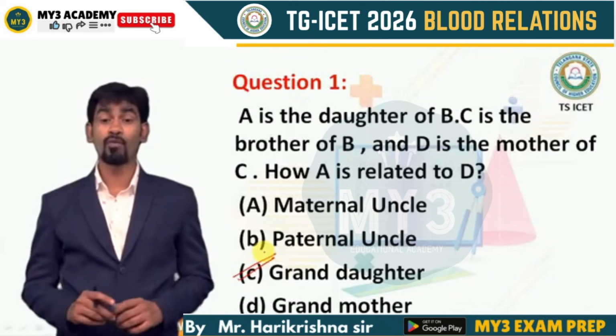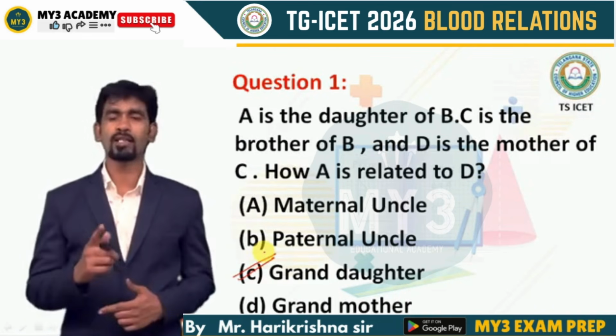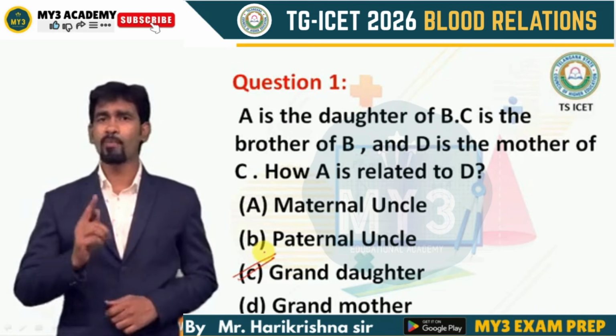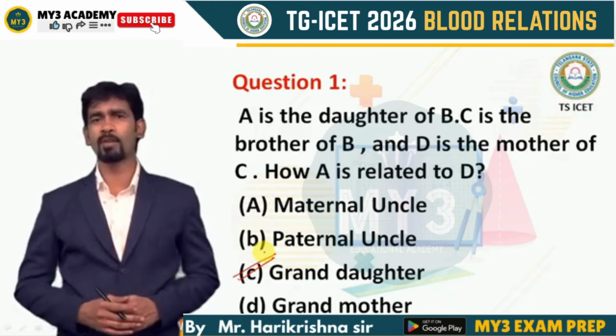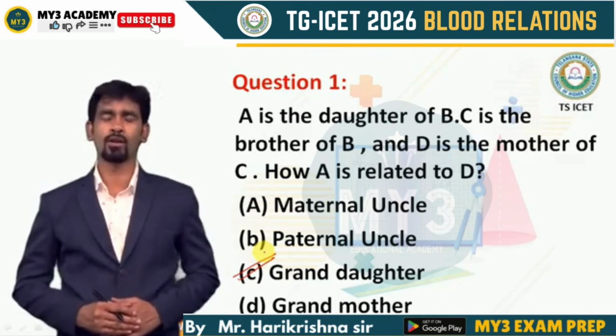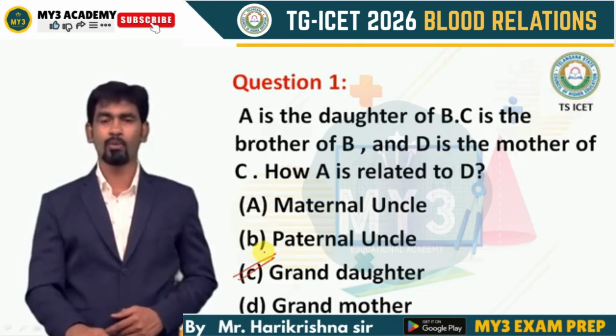So if the question is how is D related to A, your answer will be grandmother. If you interpret it in a wrong way, the answer will be available for trapping. So don't go for the trapping answer choice. Answer must be granddaughter. Look at the second question available on the screen.